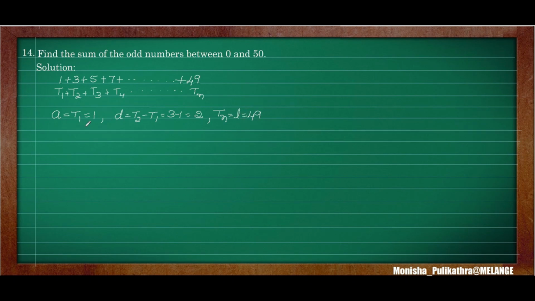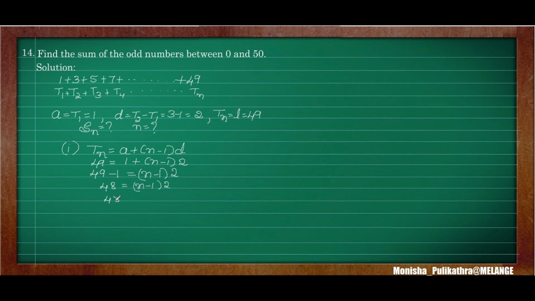We need to find the sum of odd numbers from 0 to 50, that is Sn, where n is not known. So we need to find n first. We apply the Tn formula: A plus n minus 1 into D. Tn is 49, so 49 is equal to 1 plus n minus 1 into 2. Shifting 1 to the left-hand side, 48 is equal to n minus 1 into 2.